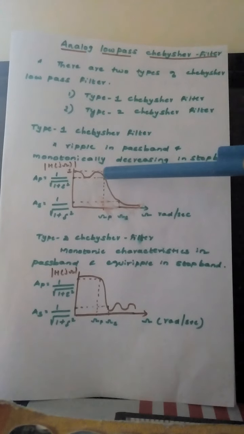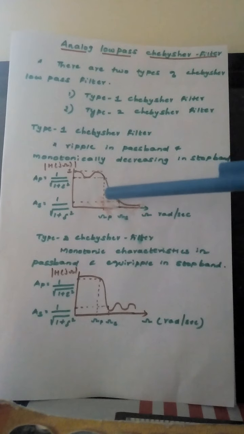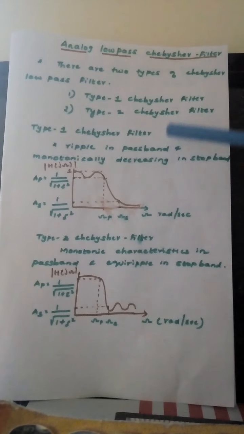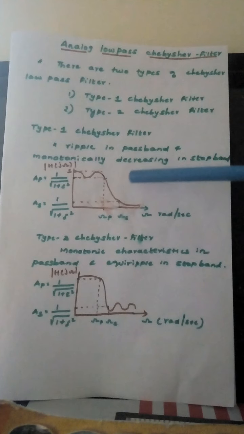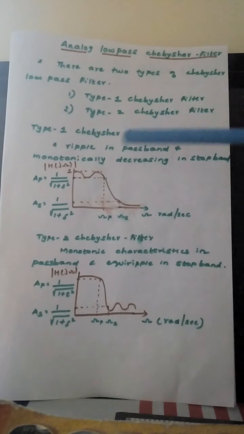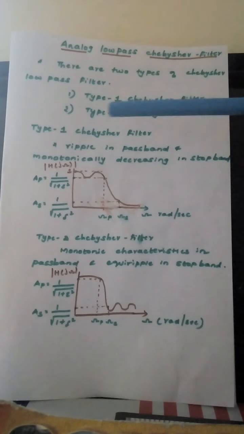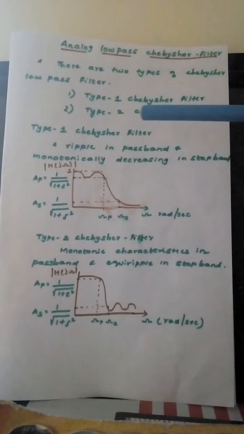Coming to the transition band, we get a narrow transition band in the Chebyshev filter, and in the Butterworth filter we get a wider transition band compared to the Chebyshev filter. So these are the major differences between the Butterworth and the Chebyshev filter.